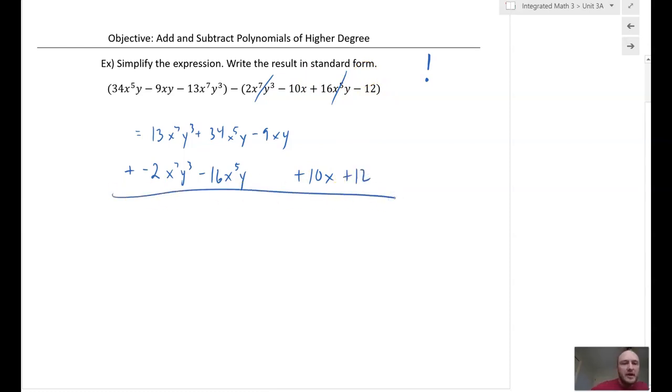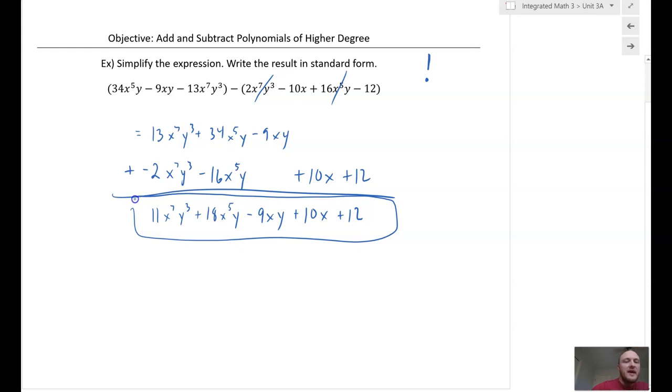Now I'm going to combine these. 13 combined with negative 2 is positive 11x to the seventh y to the third power. 34, take away 16 is a positive 18x to the fifth y. Negative 9xy, positive 10x, and a positive 12. And there you have it. That is the difference between these two polynomials.